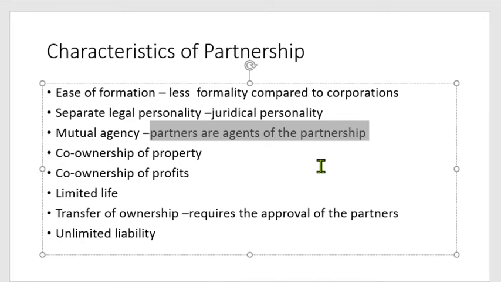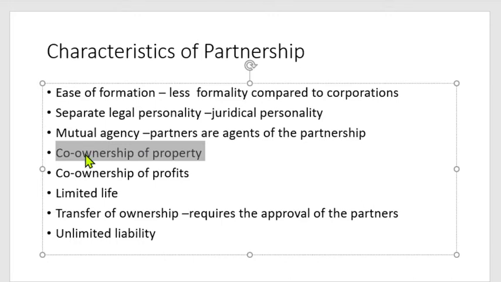Next, co-ownership of property. So anything that is contributed to the partnership is co-owned by its partners. Same is true with the profits. Anything that is generated by the partnership entitles all the partners to a share on those profit. Kaya co-ownership of profits.